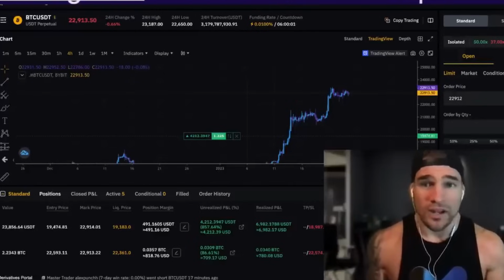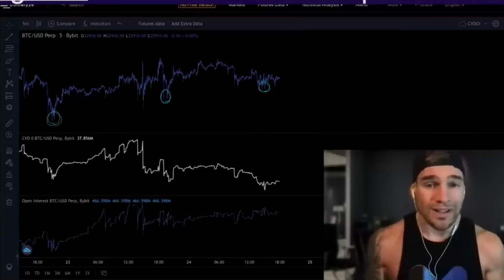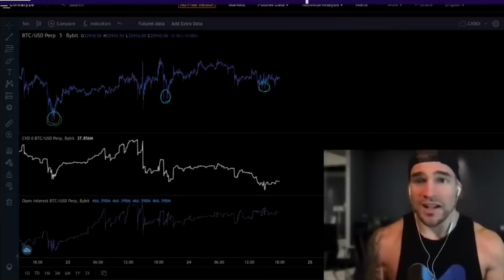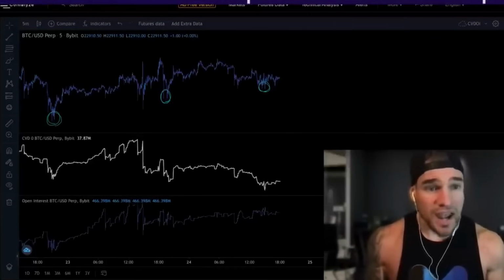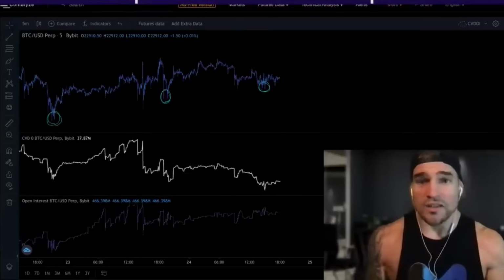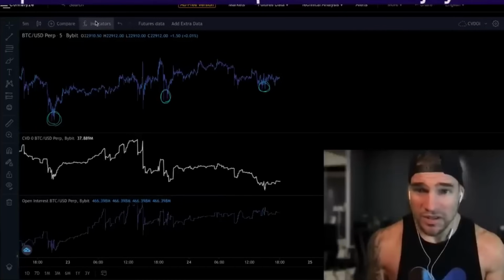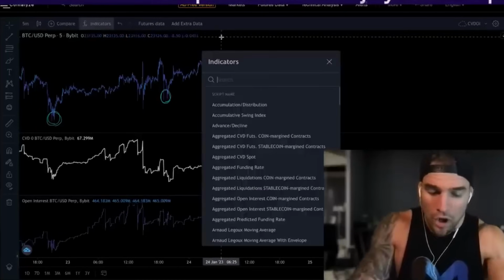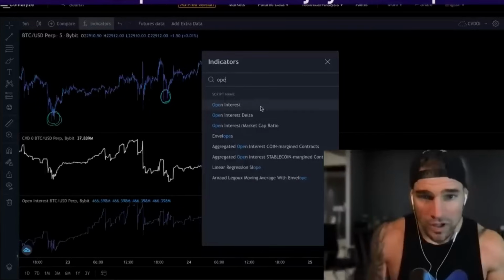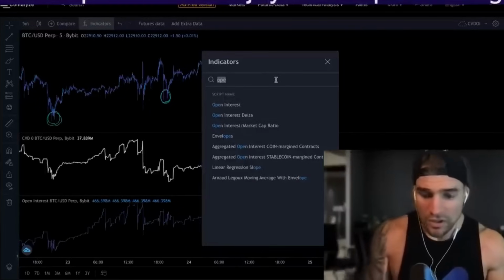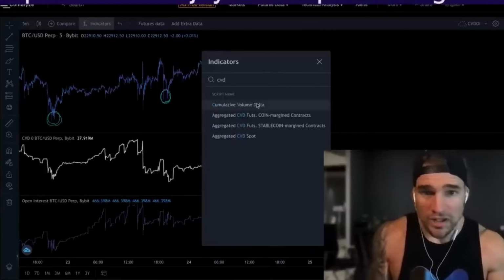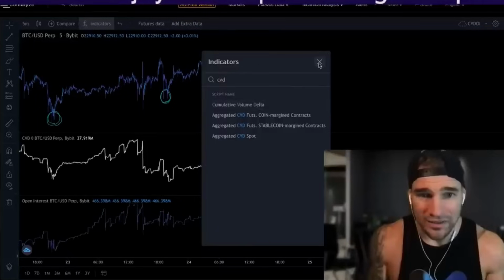So how are we going to identify what the big money is looking to do in the market? There is a free tool out there called Coinalyze.net. Coinalyze.net will tell us exactly what is happening in real time in these markets. When you load Coinalyze.net, you're going to make a free account. You're going to come over to indicators and turn on open interest right here. And you are going to turn on CVD, Cumulative Volume Delta.